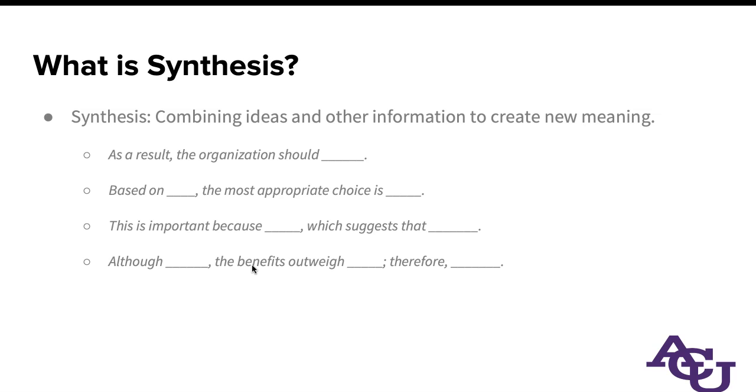For synthesis, some examples of the kind of phrasing: As a result, the organization should. Based on this, the most appropriate choice is that. Or this is important because of these reasons, which leads to this action. Or although something, the benefits outweigh that, and therefore we should do X. So this phrasing helps tell the reader that you've moved from summarizing other events and the information of others to giving your own synthesizing meaning.